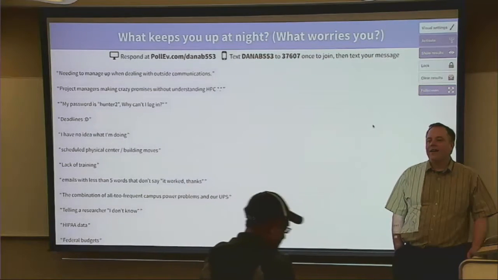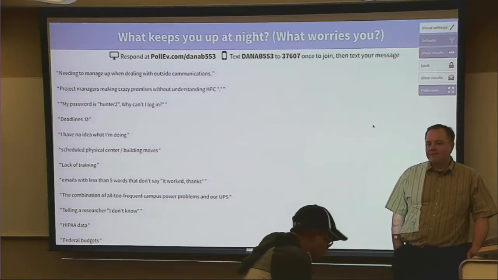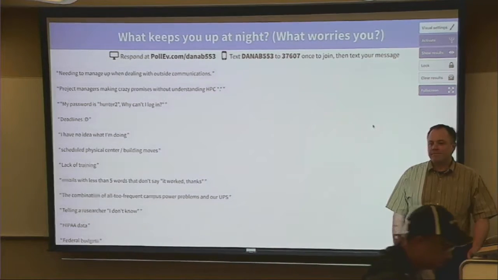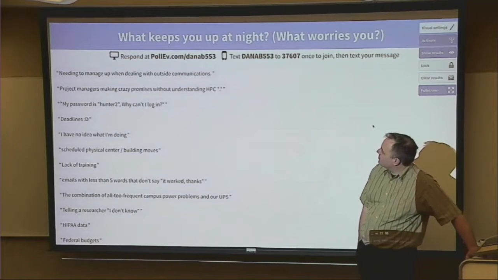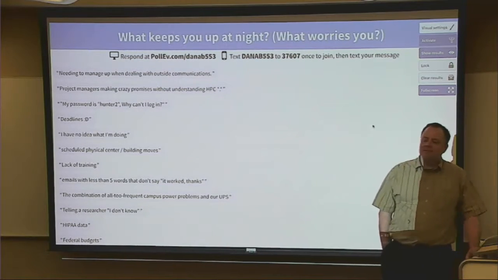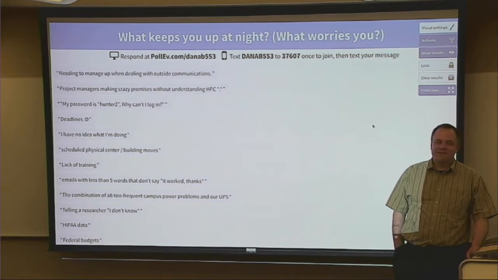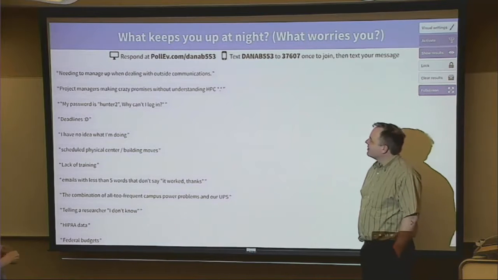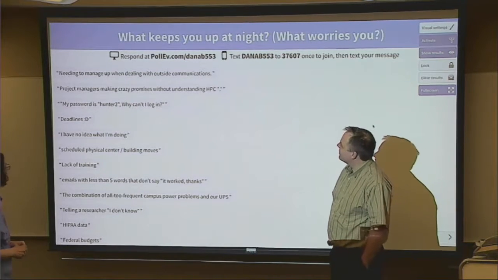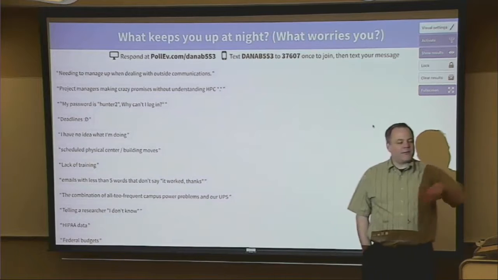All over a 7-minute span, three different emails. I'm panicking because it hasn't run. Well, is it possible you're running it on the head node? Is it possible that you're not following the rules that we've already set out? So I'm curious if anyone else had this situation.